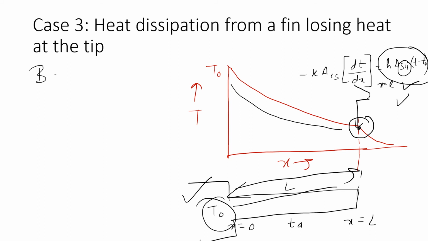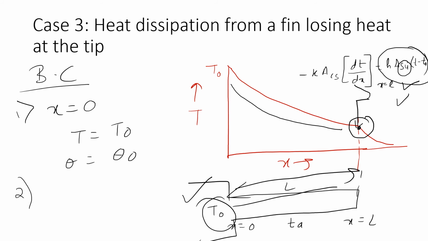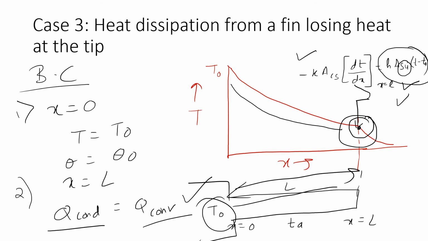First of all, we will write the boundary conditions. First boundary condition is at x equal to 0, we know that T is equal to T naught, that is theta is equal to theta naught. And the second boundary equation is at x equal to L, Q conduction equals Q convection. So we directly equate the conduction equation with the convection equation. After solving that, we get a temperature distribution equation and a heat transfer equation.